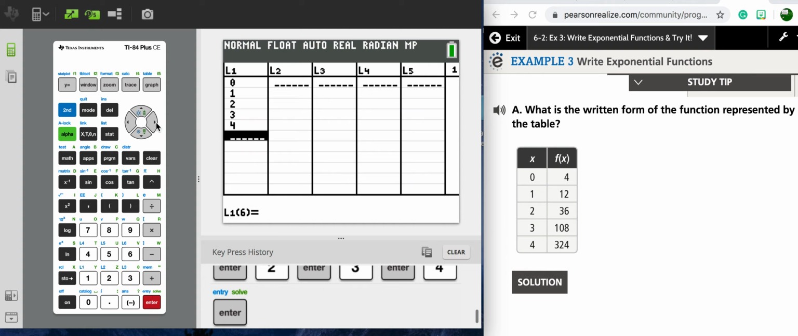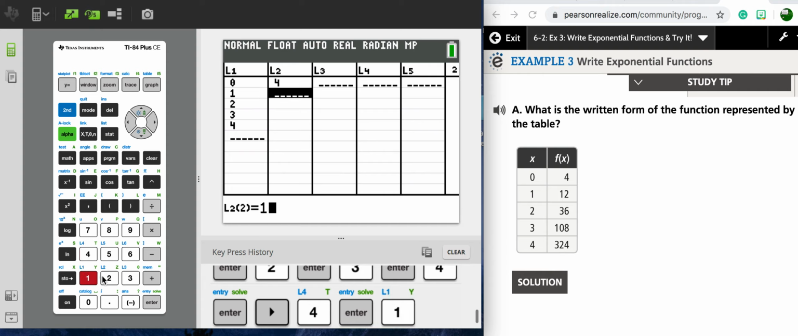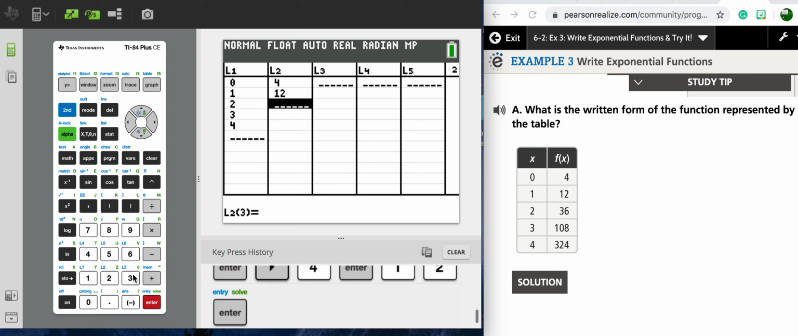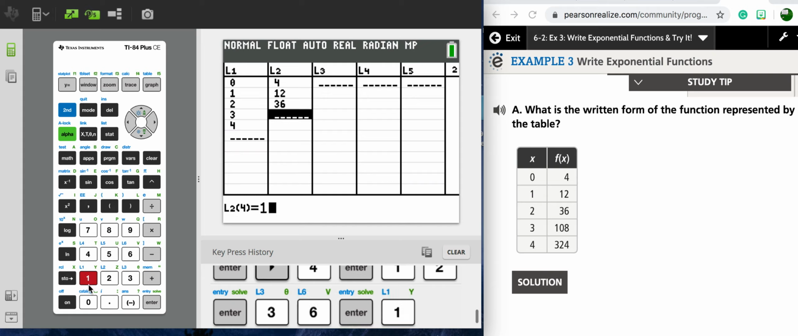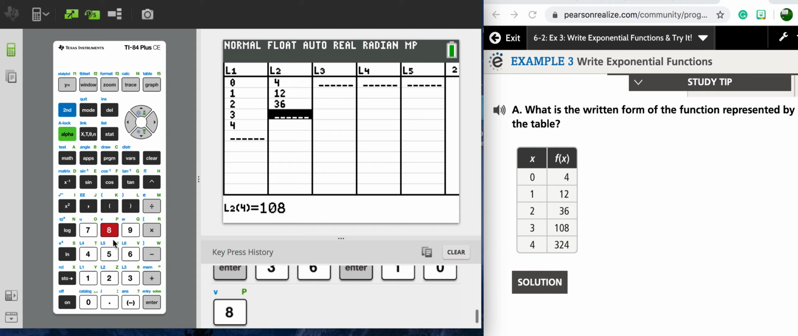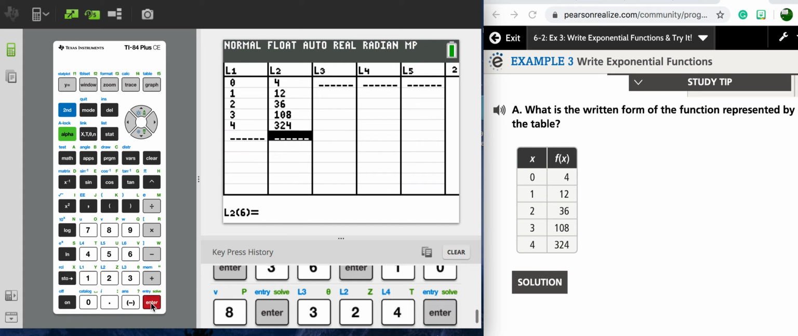And we go to L2 and plug in the y values, which are 4, enter, 12, enter, 36, enter, 108, enter, and 324, and enter. Now, from this point, we have plugged in the values. Our goal is to figure out the exponential function. How do we do that?